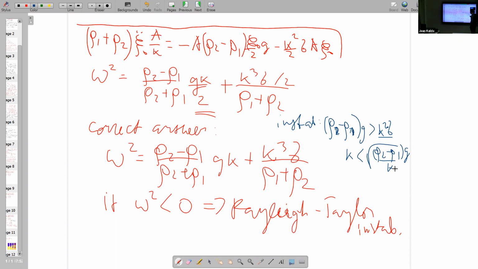K squared. No, k. No, divided by sigma. And then we see that if ρ2 minus ρ1 is small, then the critical value of k becomes smaller and smaller if we decrease sigma 1 minus sigma 2, which means that it is stable for small wavelengths, big k, until k becomes equal to that, and for bigger scales, for bigger wavelengths, it becomes unstable.